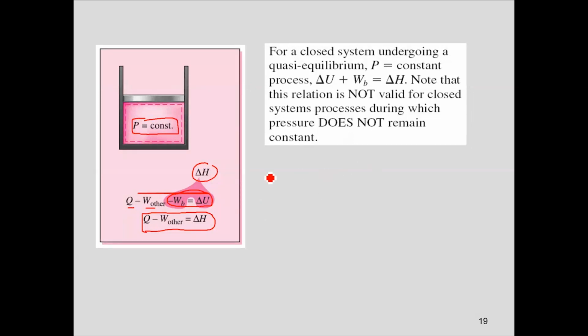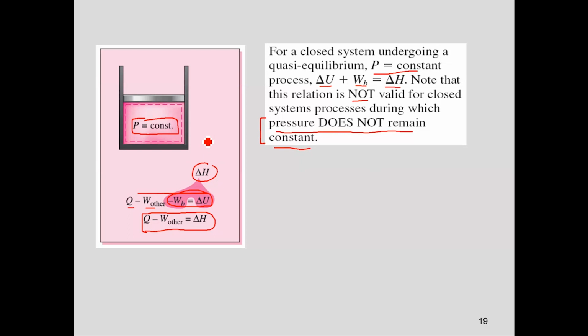So for a closed system which is undergoing a quasi-equilibrium process, pressure is constant. You can say that internal energy plus boundary work is essentially equal to delta H. However, this relation is not valid for processes in which the pressure does not remain constant. So this expression is only valid for constant pressure processes.